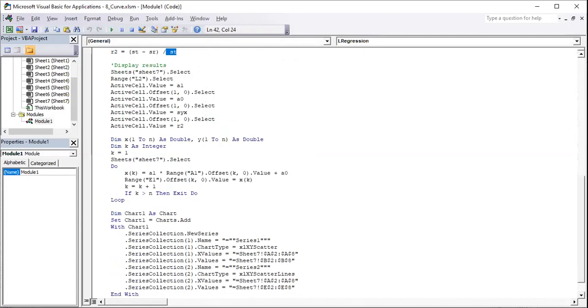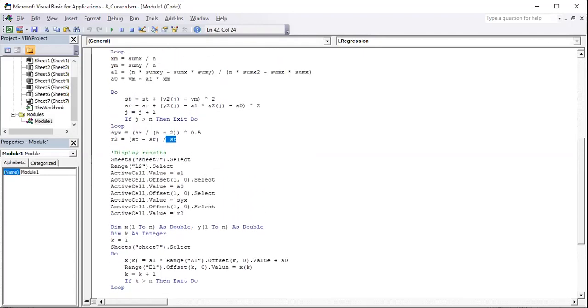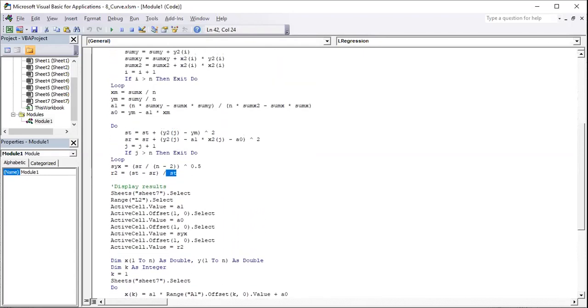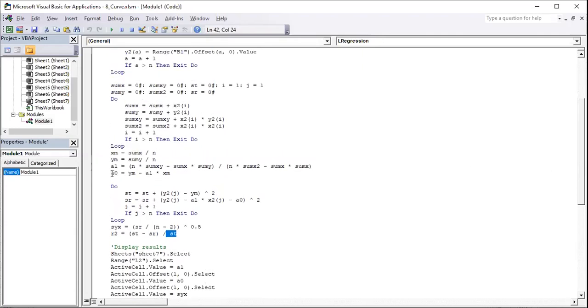Then after that, we've already calculated A0 and A1. So A0 is the intercept. Remember the formula to calculate the intercept: the mean of Y minus the slope times the mean of X. Then A1 is the slope, and this is the formula to calculate the slope.